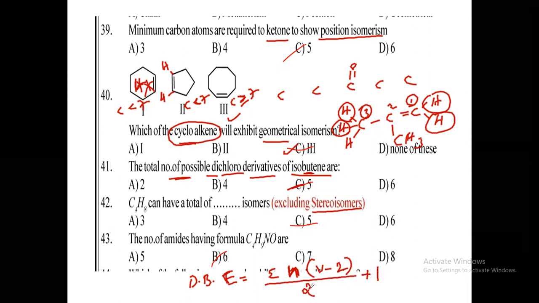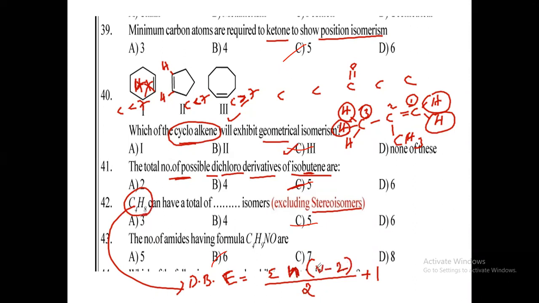plus 1, where n is the number of atoms and V is the valency. So in this molecule, in this formula, how many carbon atoms? 4. How many hydrogen atoms? 8. So here, what will we take for the number of carbons? How many here? 4. 4 into (4 minus 2). Valency of carbon how much? Valency of carbon 4. 4 minus 2, 2. 2 into 4, 8. So 8.